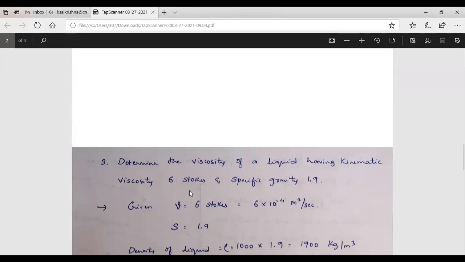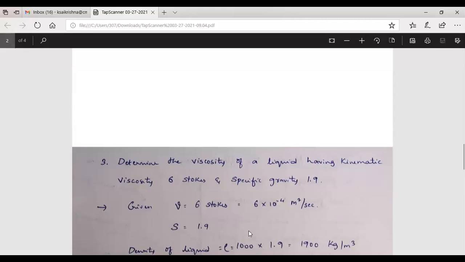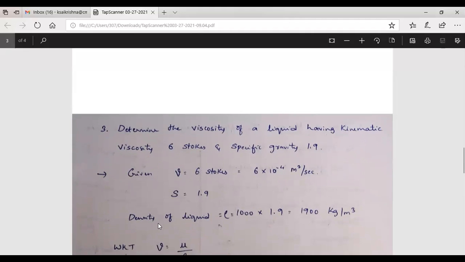Then density, we have to find before that. Specific gravity is given, 1.9. So what is given here? It is a liquid. We need to know the density of the standard liquid. What is the density of standard liquid? Which one will we take as the standard liquid? Water, 1000. So the standard liquid density is 1000. So the density of liquid, rho, equals 1000 into 1.9, because specific gravity equals density of this liquid by density of standard liquid.